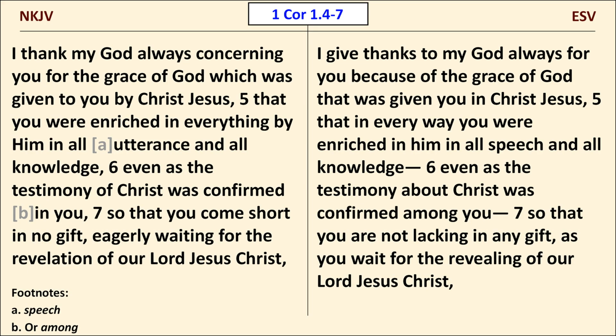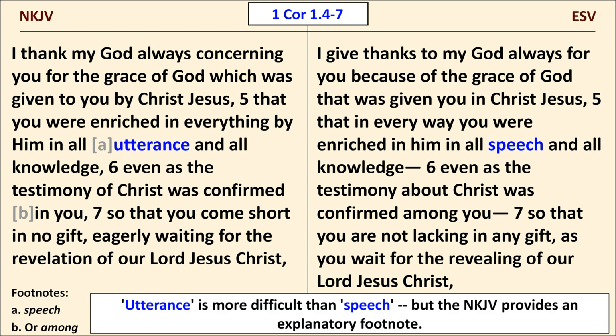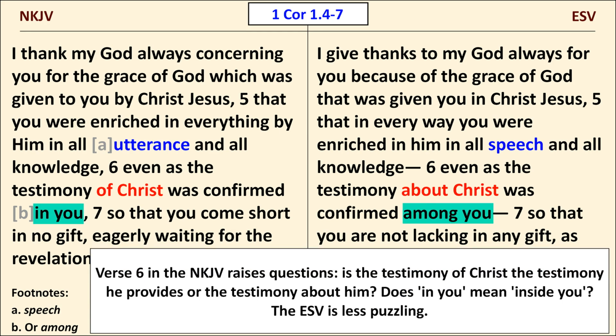1 Corinthians 1, 4 through 7. The NKJV's utterance is more difficult than the ESV's speech. Verse 6 in the NKJV raises questions. Is the testimony of Christ the testimony he provides, or the testimony about him? Does in you mean inside you? The ESV is less puzzling.